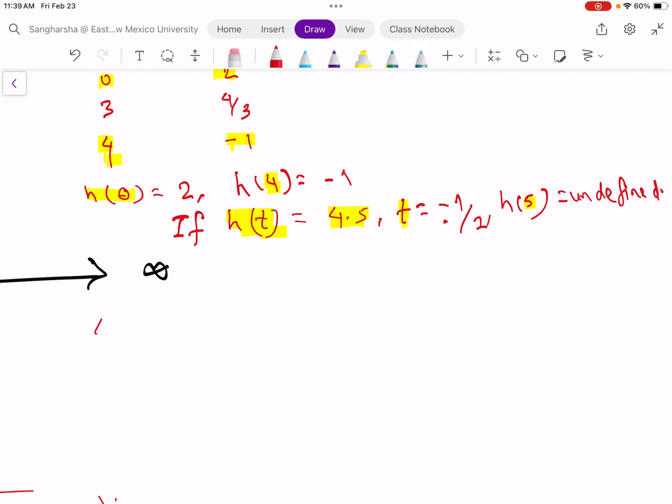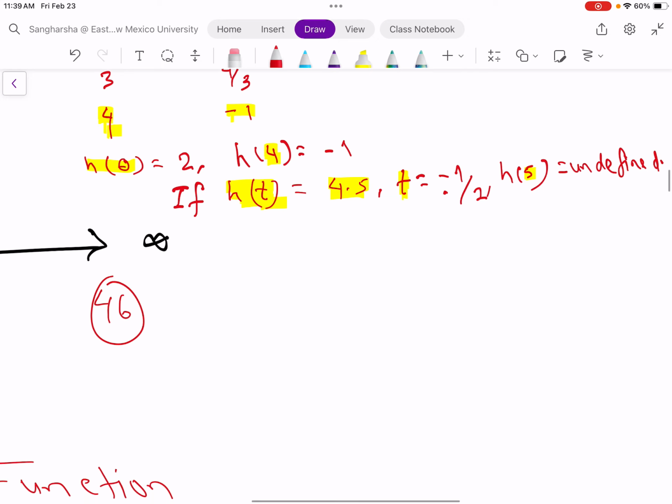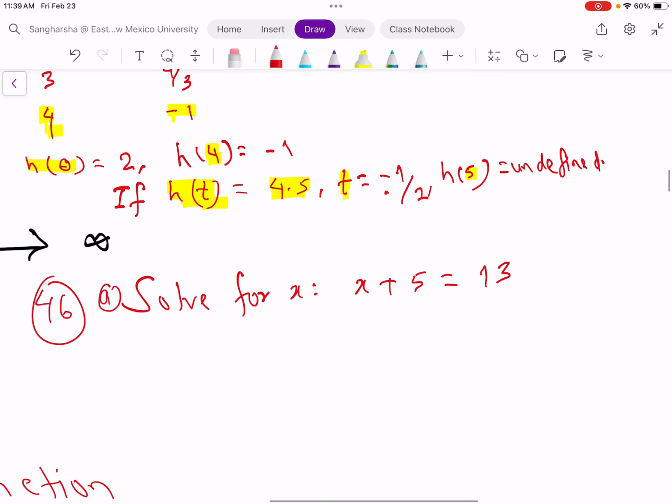Okay, now the next, this one is easy. Now let's go to number 46. In number 46, we have three parts here. We solve for x, and we have x plus 5 equals 13. This is the easiest thing, right? Solving this equation for x. What do we do? We subtract 5 on both sides, and our x is 13 minus 5, that is 8. This is solving for x. This is part A.